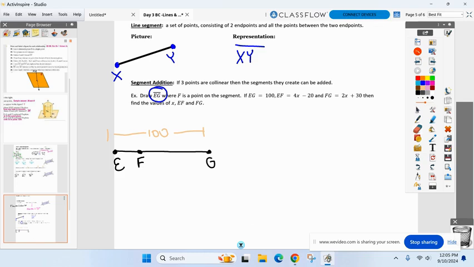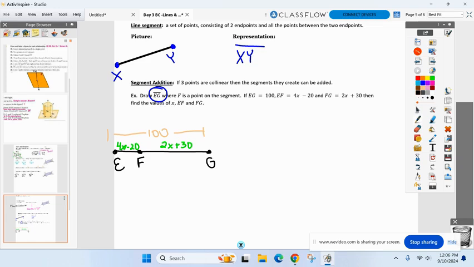All right, I got more. EF has a length of 4x minus 20. So on EF, that length is 4x minus 20. Keep reading. FG, 2x plus 30. So on FG, I can put 2x plus 30. And this is a 3-part question. Find X, EF, and FG.